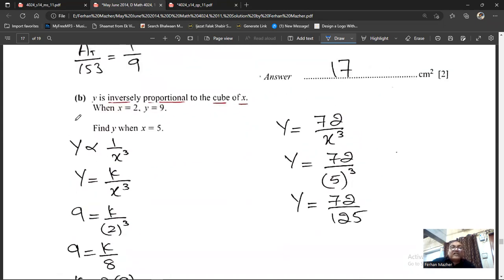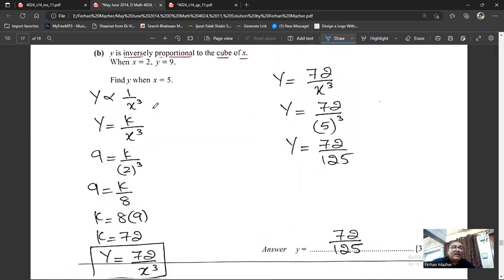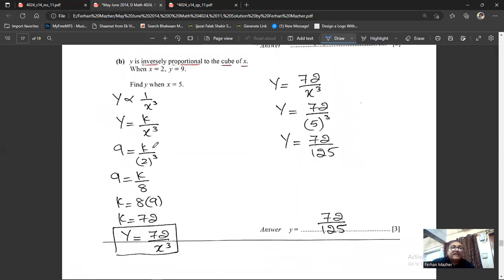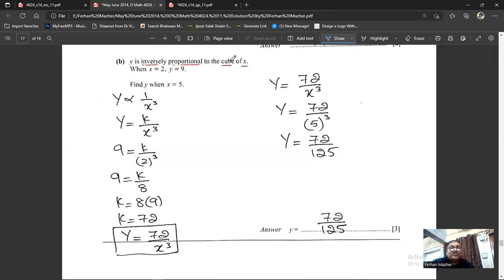Then the question is, what is y when x is 5? So y is 72 divided by 5 cube, and it will be 72 divided by 125. So our answer is 72 by 125. This is the solution.